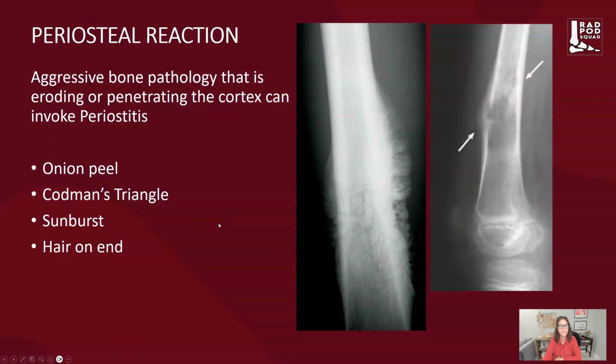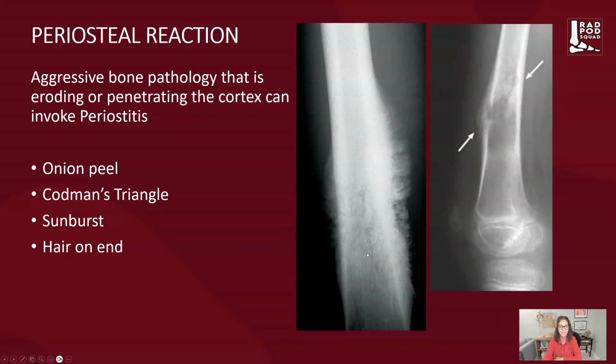This is a very important assessment that we can make to determine whether something has aggression. Aggressive bone pathology can cause an erosion or penetration of the cortex and invoke a periostitis. Different types of periostitis can tell us that this lesion is indeed aggressive. Something like this would be the onion peel or Codman's triangle. We have the sunburst pattern and hair on end type of periosteum, very aggressive appearing periosteal reaction in this patient who has an osteosarcoma.